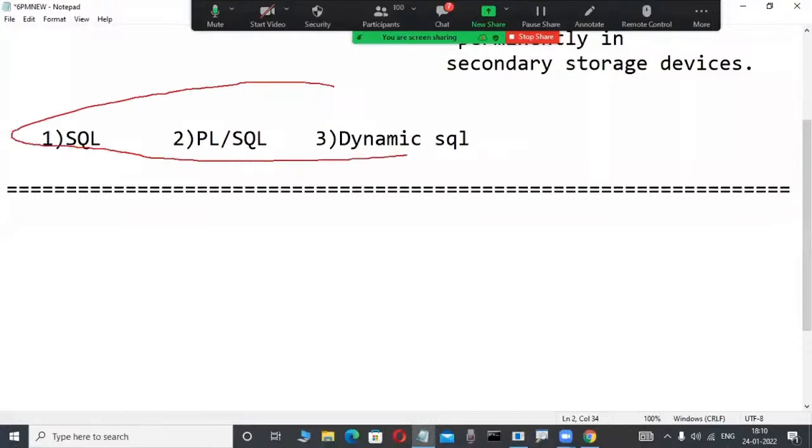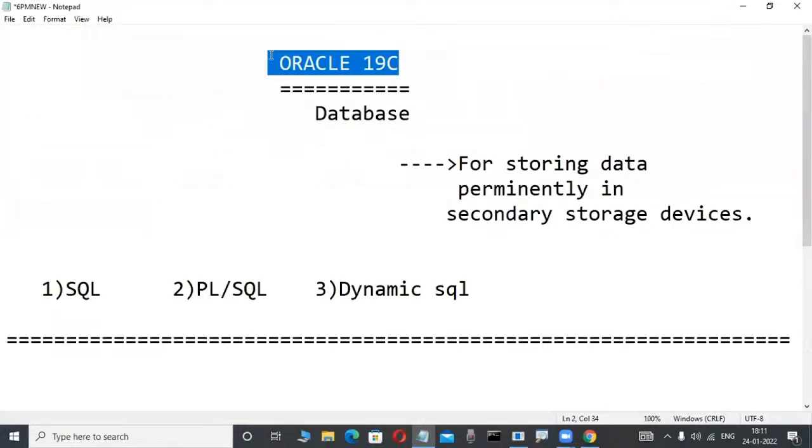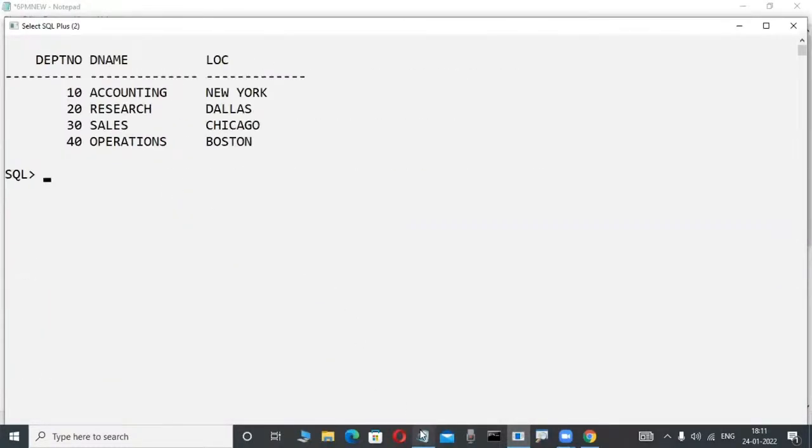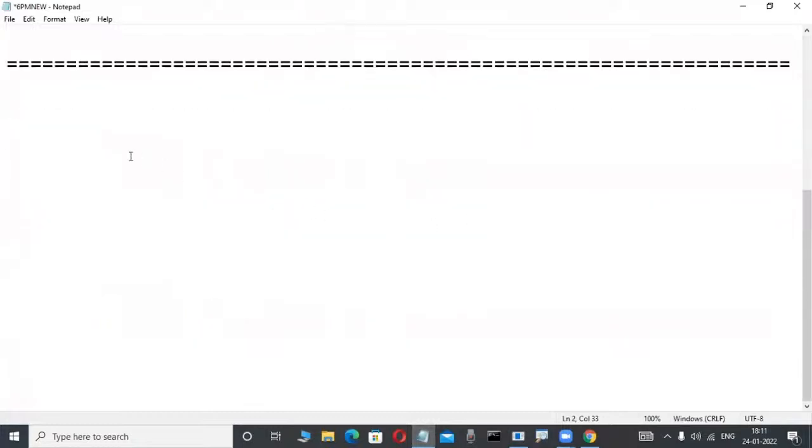What is the SQL language? What is the PL/SQL language? What is dynamic SQL? These are big concepts. Through these languages we operate these types of products. This is what I covered in the previous classes. Now concentrate here.